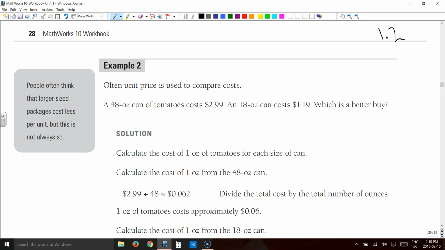So let me read. Often unit price is used to compare costs. A 48-ounce can of tomatoes costs $2.99. An 18-ounce can costs $1.19. Which is a better buy? You guys have done this kind of stuff before in your real life, and we're just going to use the skills that we've already been using and take it one step further. We're essentially going to calculate the unit cost of each one of these purchases and see which one has the lower unit price.